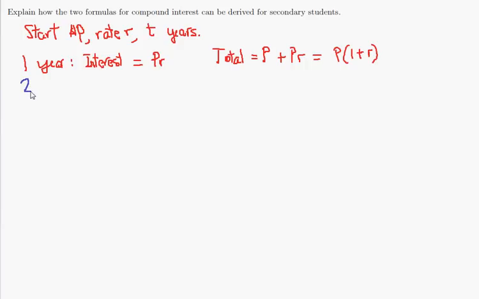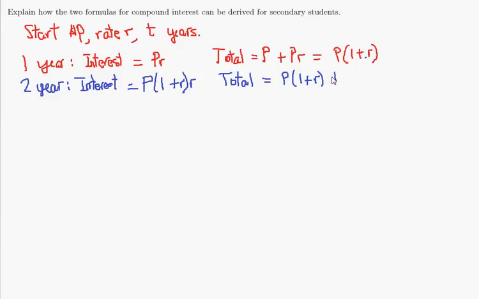If we now go to a second year, the interest will be the amount after 1 year, which is P times 1 plus R, times the interest rate R, just like before. The amount that you have times the interest rate. And so the total after 2 years would be equal to the amount that you had after 1 year, which is this part, plus the new part that we just calculated.